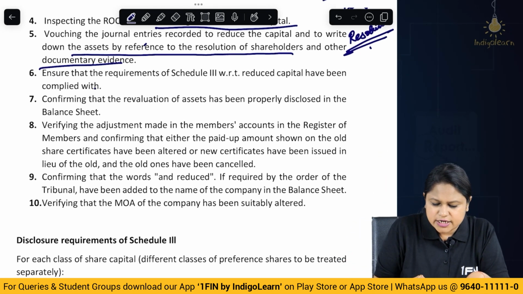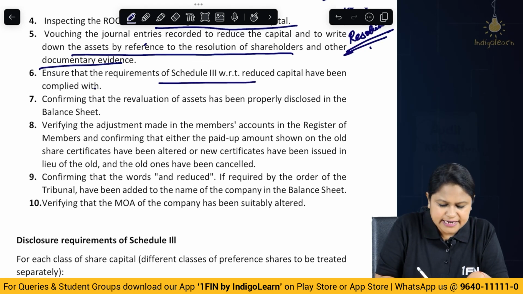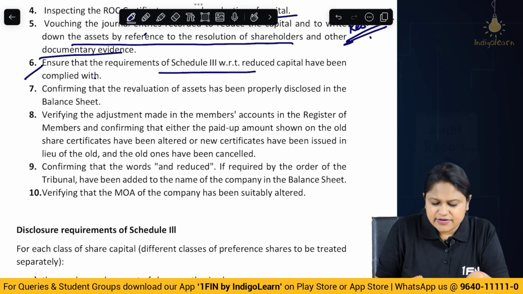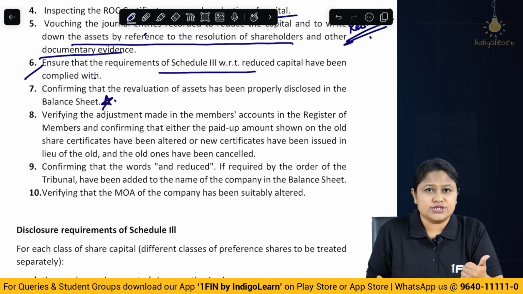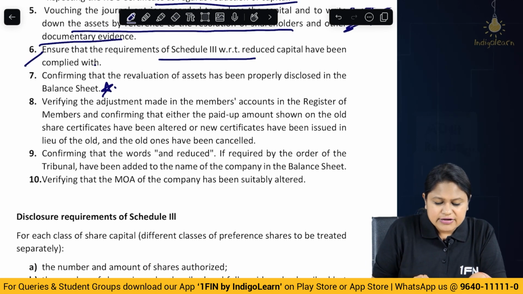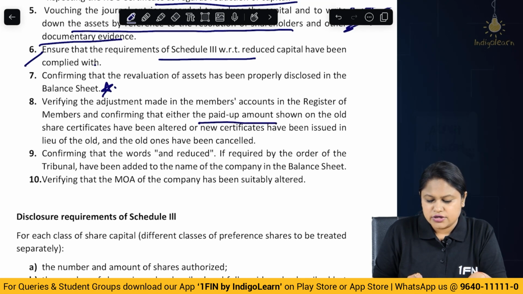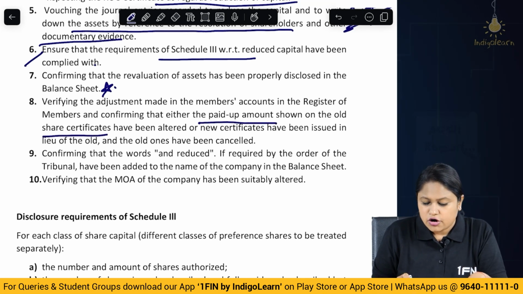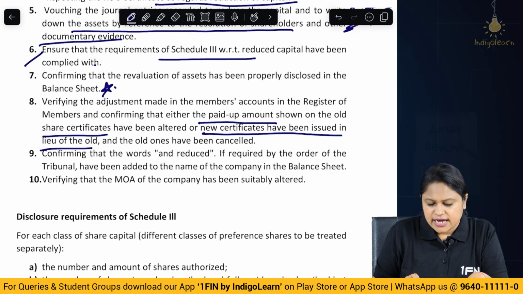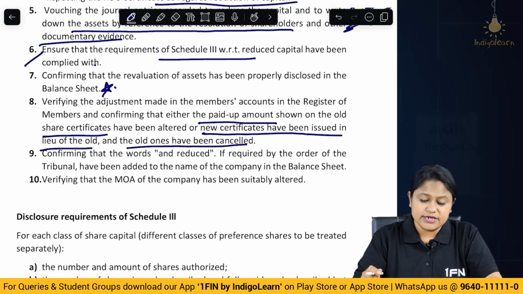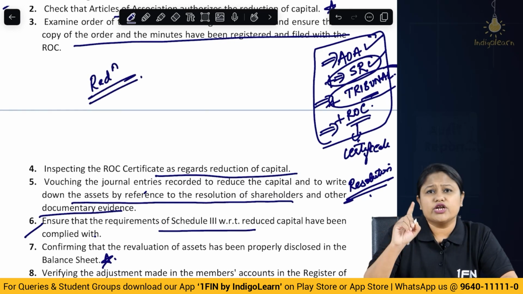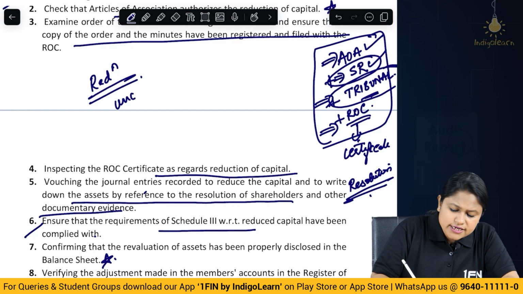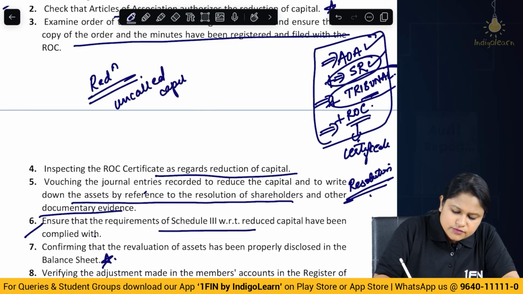Then, ensure that the requirement of Schedule 3 with respect to reduction of capital have been complied with. Then confirming that revaluation of assets have been properly disclosed in the balance sheet. So disclosure has to be done correctly, what was the original value and what is the revalued one. Then, verifying the adjustment made in the members account in the register of members and confirming that either paid up amount shown on the old certificates have been altered or new certificates have been issued in lieu of the old and the old ones have been cancelled. Now what is the meaning of this? Just now I explained that reduction, one of the methods for reduction is that the uncalled capital could be extinguished.